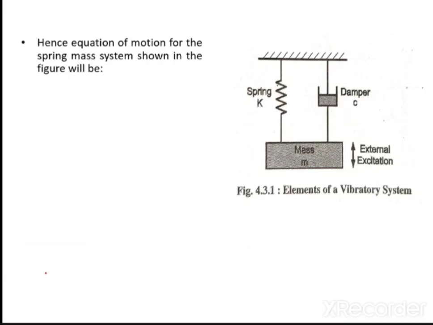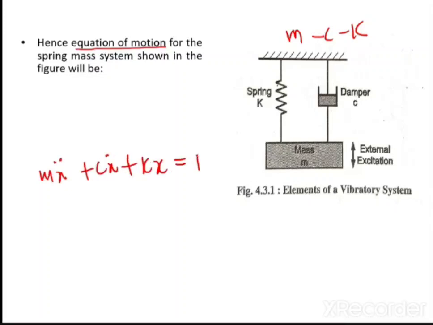Okay, so finally the equation of motion. What will be the equation of motion for a spring mass system? Now this is a basic equation of motion. For a spring mass system having m, c, k as parameters, the equation of motion will be m x double dot plus c x dot plus k x is equal to F.